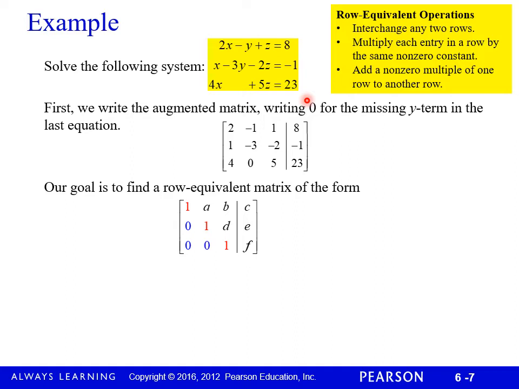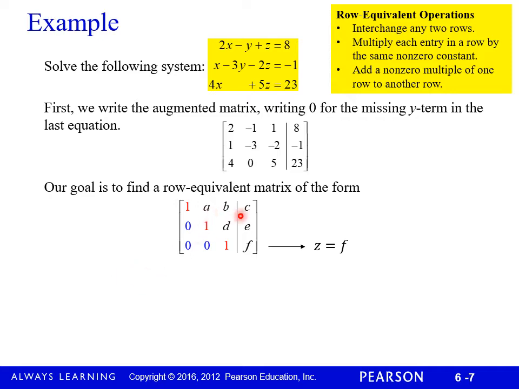Now our goal is to find a row equivalent matrix of this form where there are ones on the downward diagonal on the coefficient side, and everything below the ones on that side is zeros. So ones on the downward diagonal and zeros below. Now why do we want that? Because notice what happens: in the last equation we've already solved for one variable. We know that z equals f.